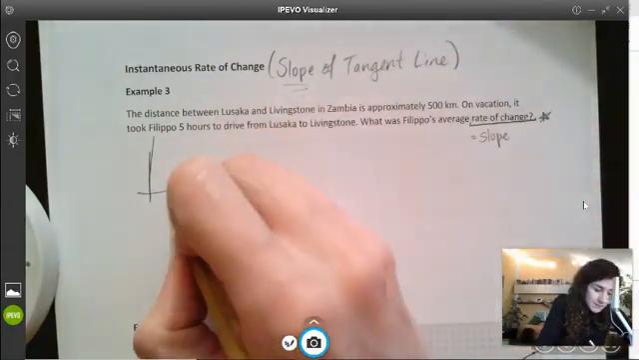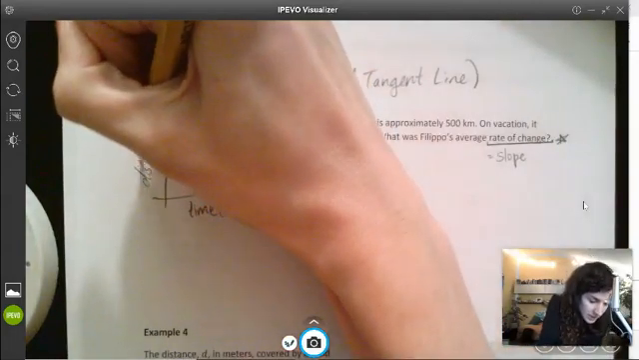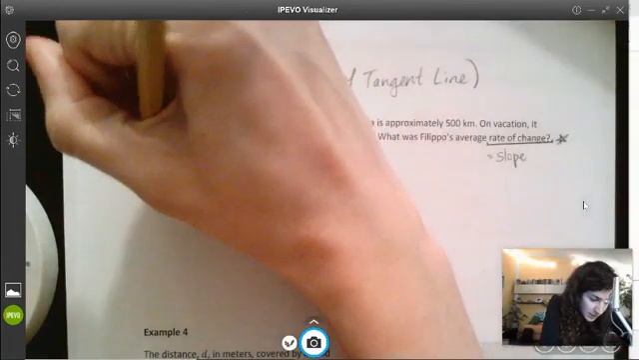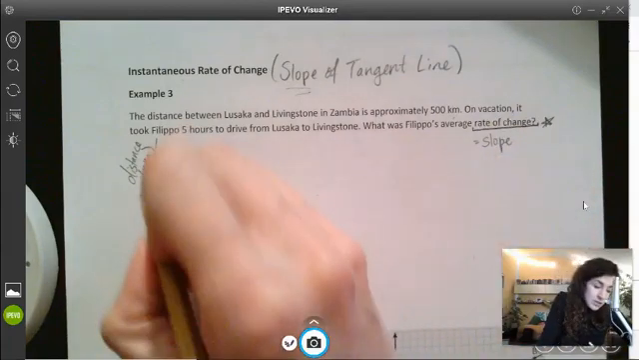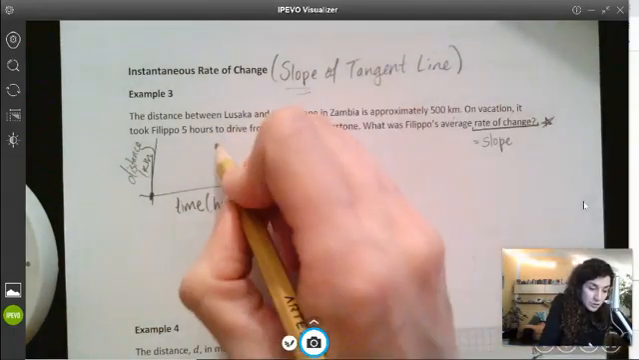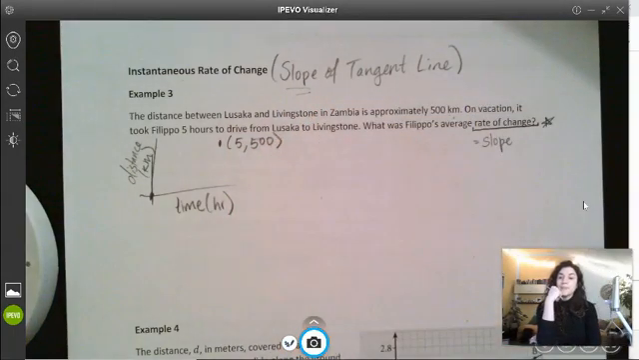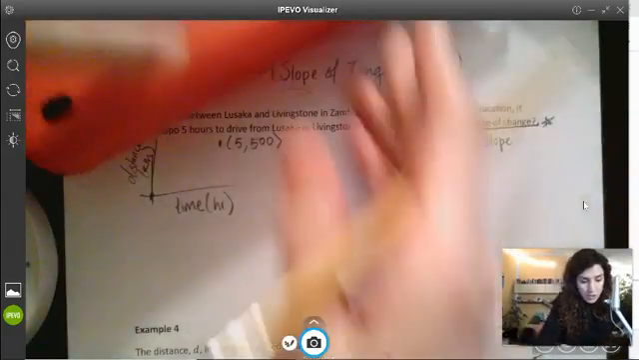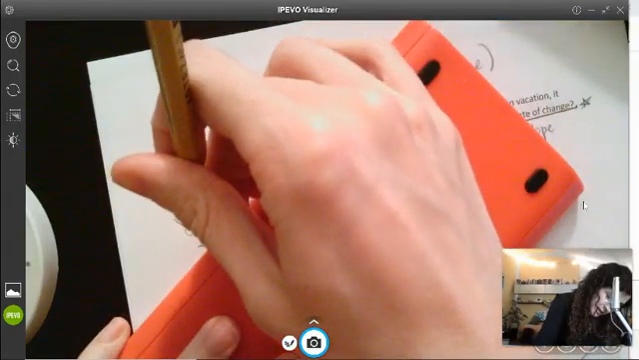Normally on graphs, our time, in other words, hours, are on our x-axis, and our distance, in this case, kilometers, are 500. And so there's this idea of at time 0, you've probably gone 0, right? And then it says, okay, well then 5 hours later, Filippo has gone 500 kilometers. Now, if you had a constant rate of change, which is a line, right? A line has a constant rate of change. It would look something like this.